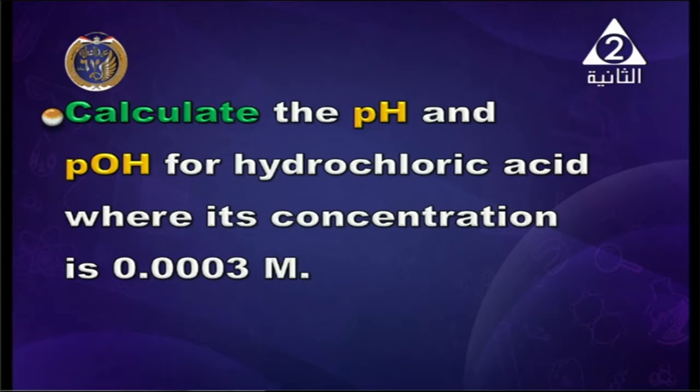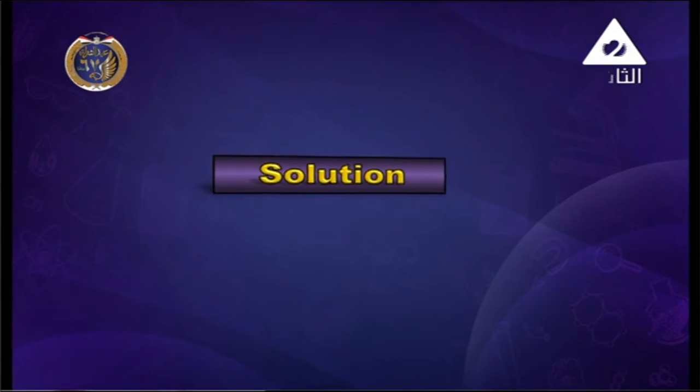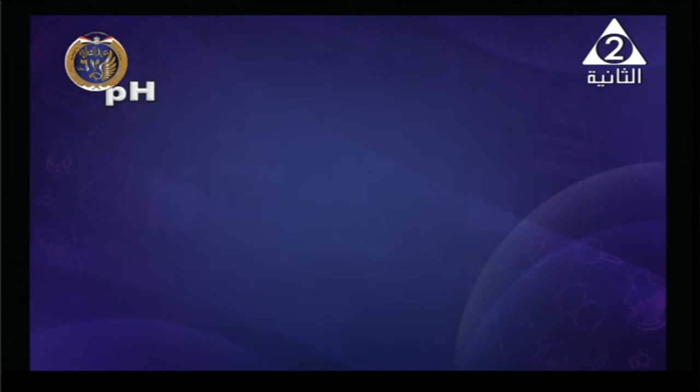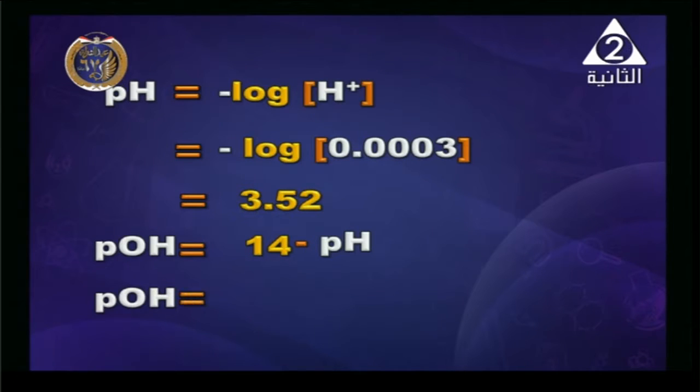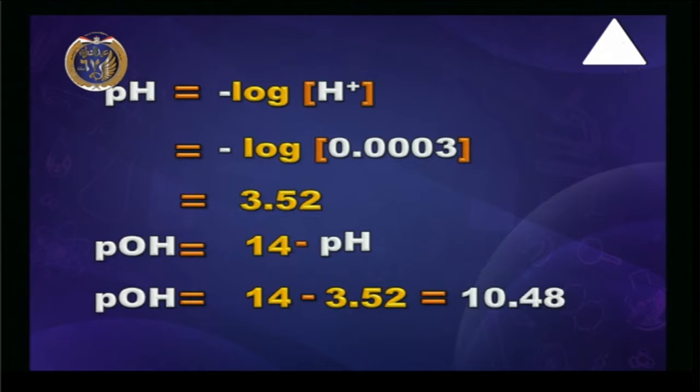My dear student, remember that the acid here is strong and completely ionized, so the concentration of the hydrogen ion equals its concentration. So by solving this problem, pH equals negative log the concentration of hydrogen ion, which is negative log 0.03, equals here 3.52. So pOH equals 14 minus pH, so pOH here equals 14 minus 3.52, so pOH here equals 10.48.